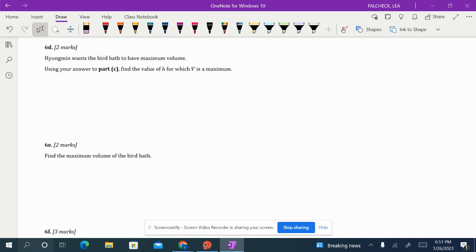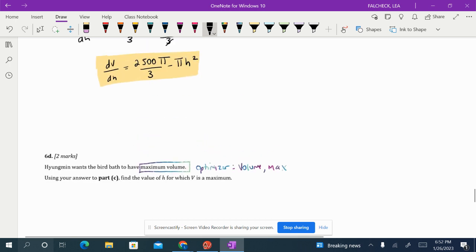All right. Let's go to 6D. So 6D says, Hyungming wants the bird bath to have the maximum volume. Now we are getting into some optimization. Maximum volume. So our optimizer is going to be the volume of the right cone, and it's going to be a maximum. Using your answer to part C, find the value of H for which V is a maximum. So we know that when we set the derivative equal to 0, we're going to find the locations of possible maxes and mins. So let's take the derivative that we found right up top here.